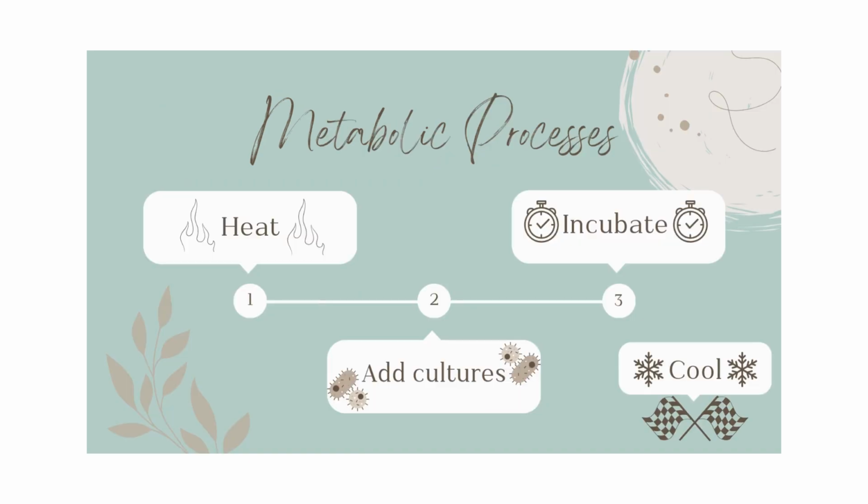So when we're thinking about the metabolic processes of fermentation of the milk, that first step is heat, to pasteurize and kill all unnecessary bacteria. And then you're adding in the cultures, which is when Lactobacillus bulgaricus comes into play. And then you incubate it so the cultures have a chance to grow and the yogurt has a chance to set. And then it is cooled in order to slow the fermentation process.